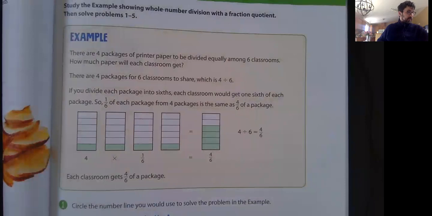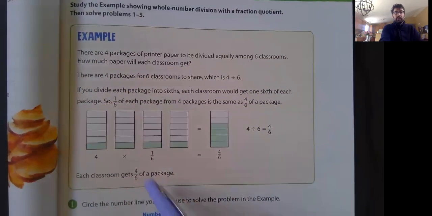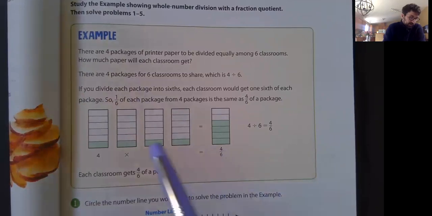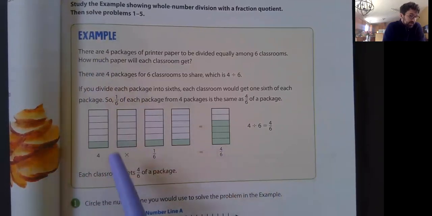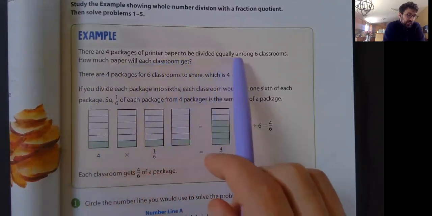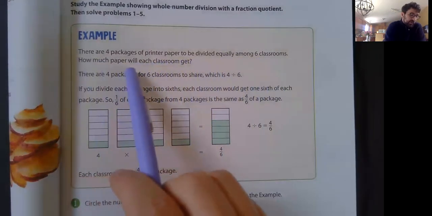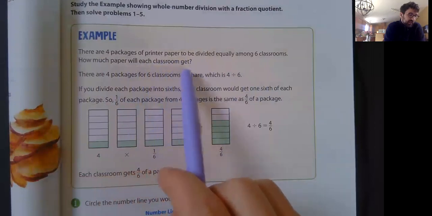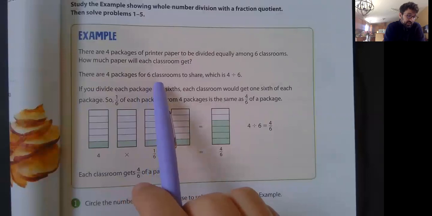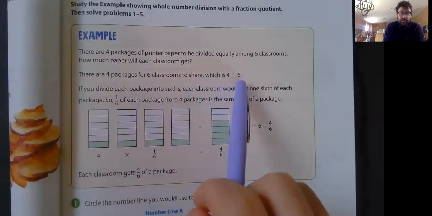All right. Okay. This example, because we need this example to answer numbers 1 and 2 here. The example says, there are 4 packages of printer paper to be divided equally among 6 classrooms. How much paper will each classroom get? There are 4 packages for six classrooms to share, which is 4 divided by 6, right?